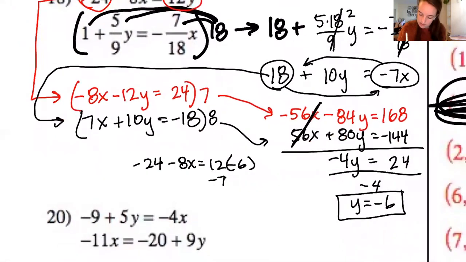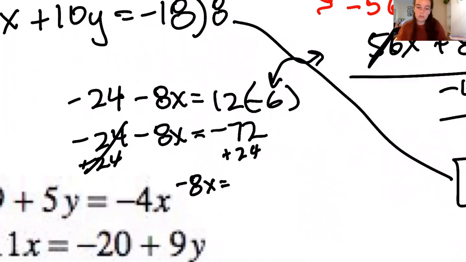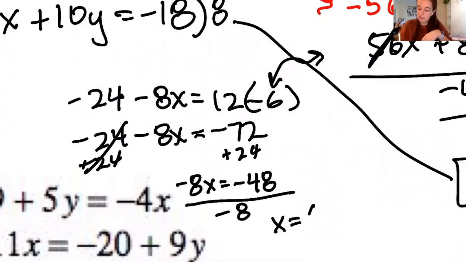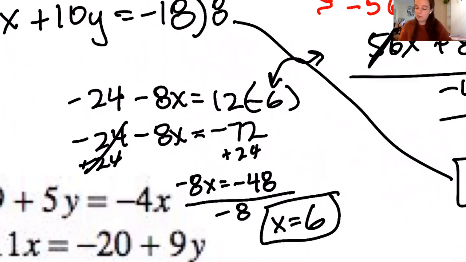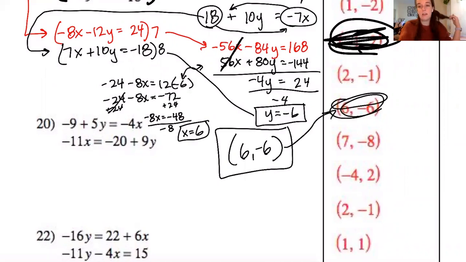So I have negative 72 equals negative 24 minus 8x. Go ahead and add 24 on both sides. Gives me negative 8x equals negative 72 plus 24, which is negative 48. Divide by negative 8 on both sides. x equals 6. Wow, complicated. I'm glad we did this one together. So my answer would be 6 comma negative 6. Let us hope and pray that we find an answer right there. We got it. That is your answer for this one.